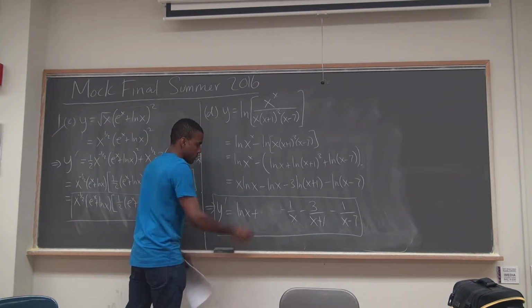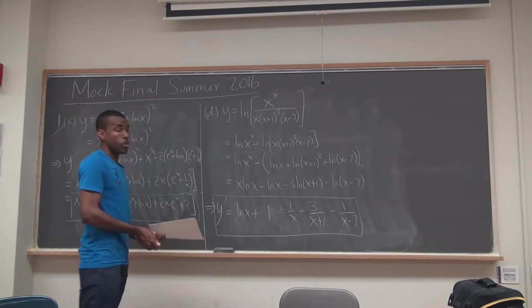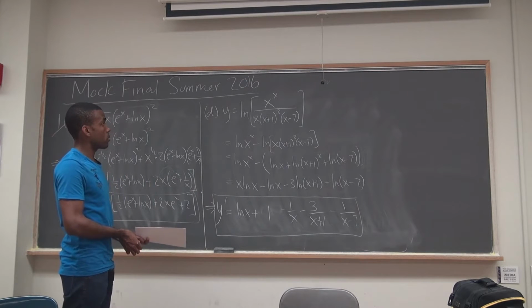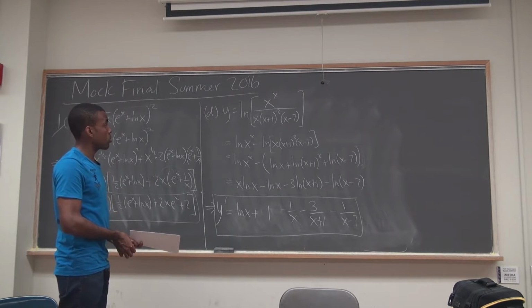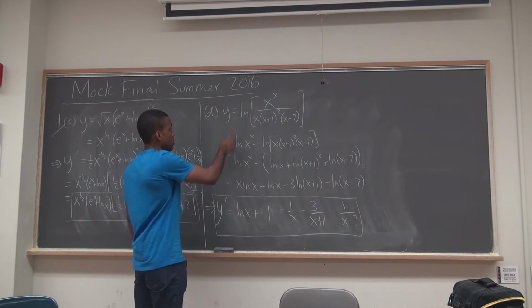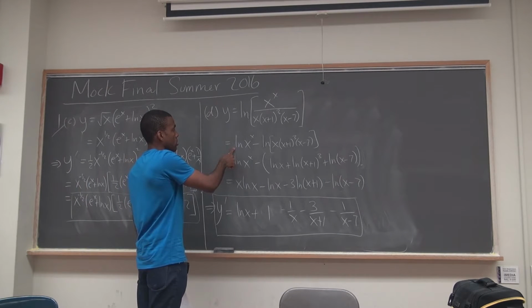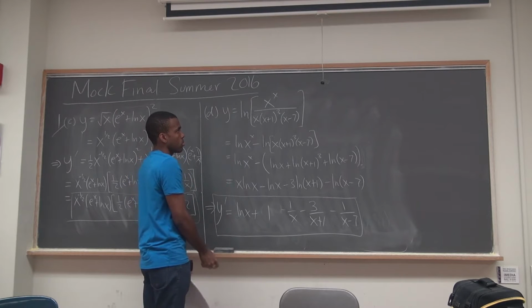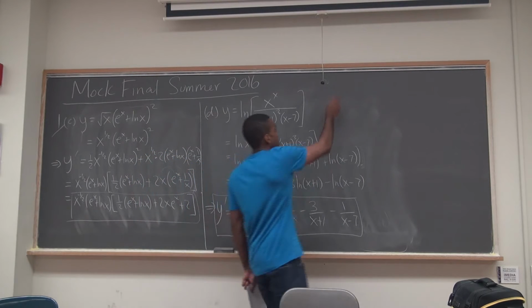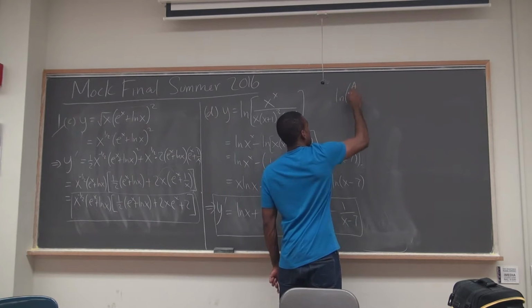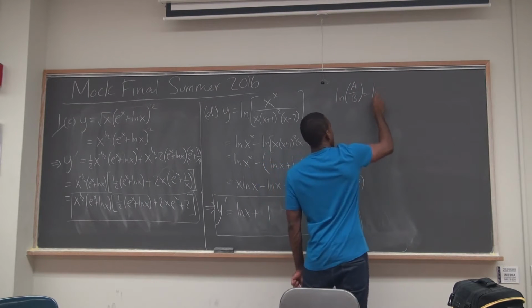Wait, so why did you put ln with both of those things? On the first one? Why are we not doing the product rule? It's a property of logs, a rule of logs. If you have ln of something divided by something, it's that.